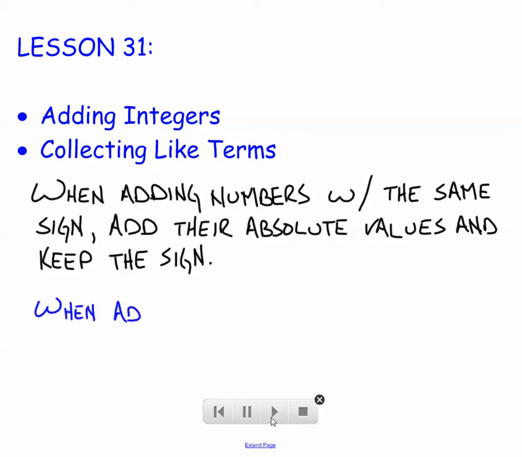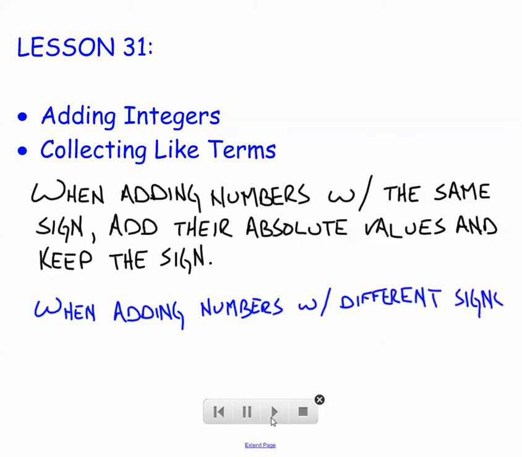Now when we're adding numbers with different signs, the task is a little bit more complicated, I guess. What we do is we subtract their absolute values. So the bigger absolute value minus the smaller absolute value, and then we keep the sign of the number with the bigger absolute value.